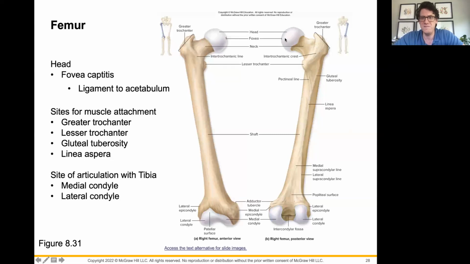We have the head up here. You'll also see this special little structure called the fovea right here. This is going to be the attachment site for the ligament of the femur, which will kind of help hold things in place. You'll also notice that the head here is very, very deep.